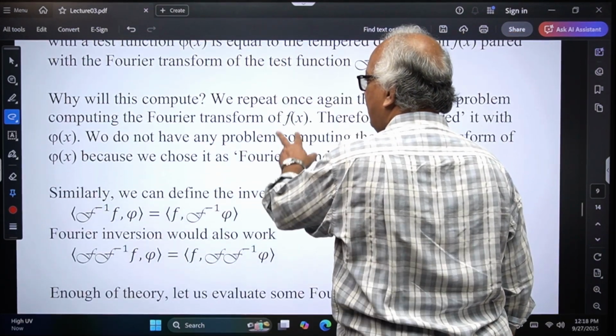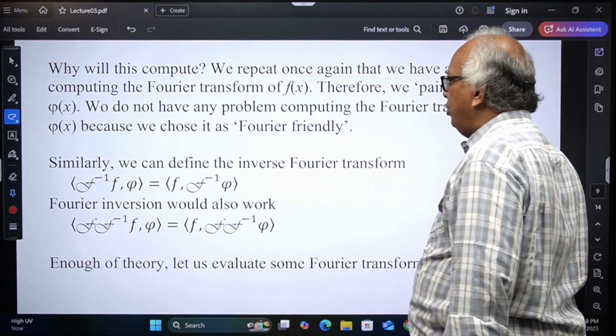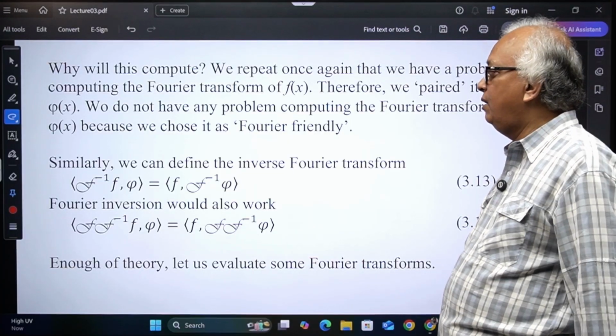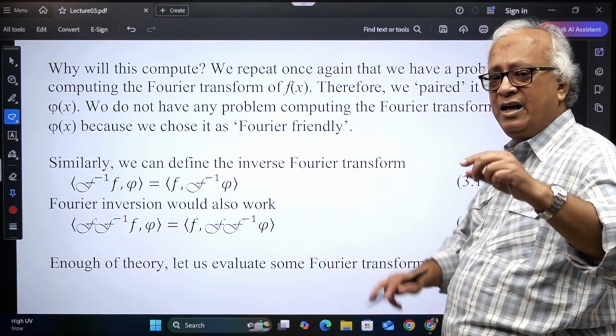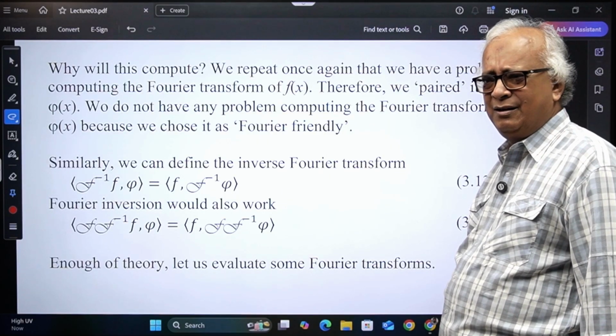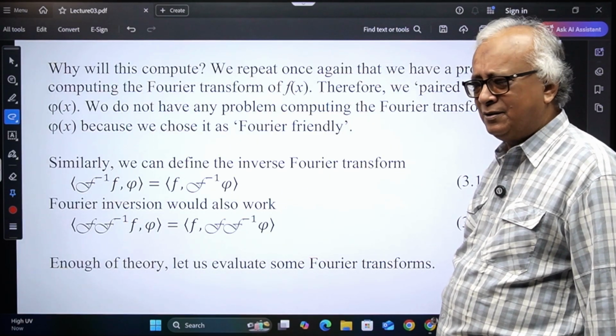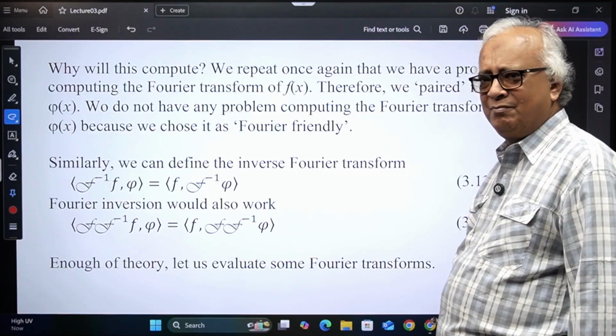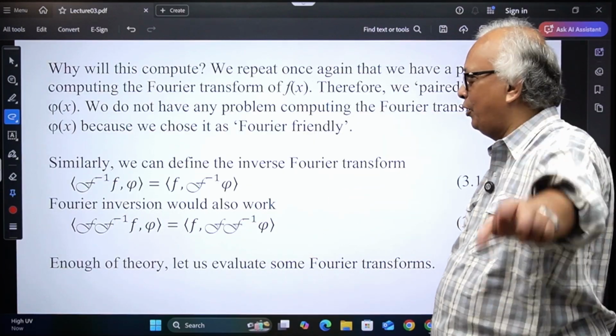Why will this compute? We repeat once again that phi is a good, আমার গুড বয় বলতে ইচ্ছা হচ্ছে, কিন্তু অনেকে এই করবে স্যার মেয়েরা তো গুড হয়। Phi is a good boy.